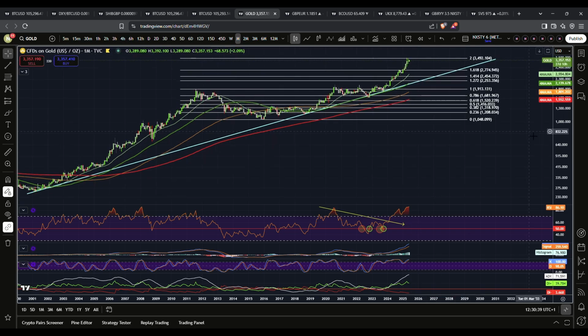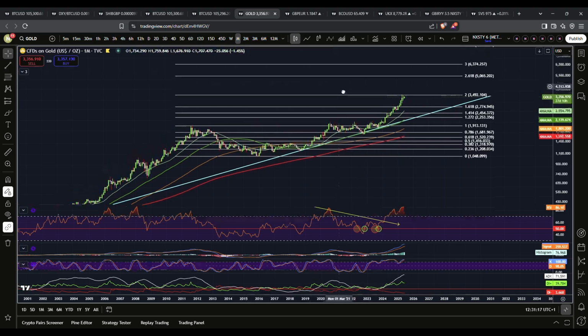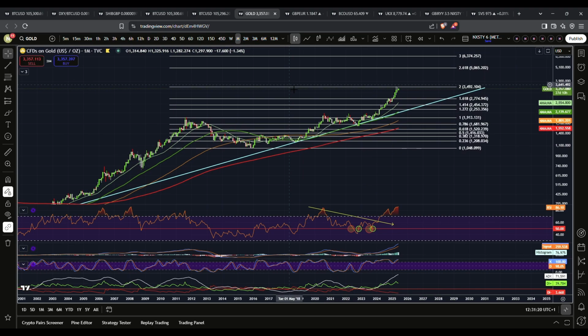Now gold is sitting on our Fibonacci 2, and had a little bit of resistance at 1.6, which was normal. But now it's very likely that gold can consolidate a little bit, or because of the risk of high inflation, we can see gold push all the way to the golden pocket of 2.618, which would be crazy to see, gold at $5,000 per ounce.